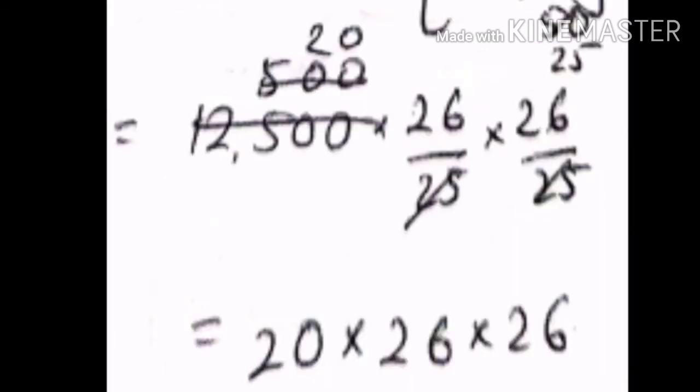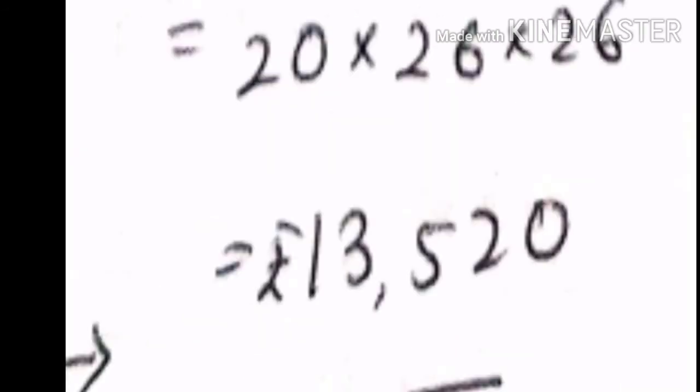So by cancellation everything we get 12,500 into 26 by 25 into 26 by 25, and by cancellation we are left with 20 into 26 into 26. So by cancellation calculation we reach our answer. Here we get 13,520 rupees. This is the final answer of our question.